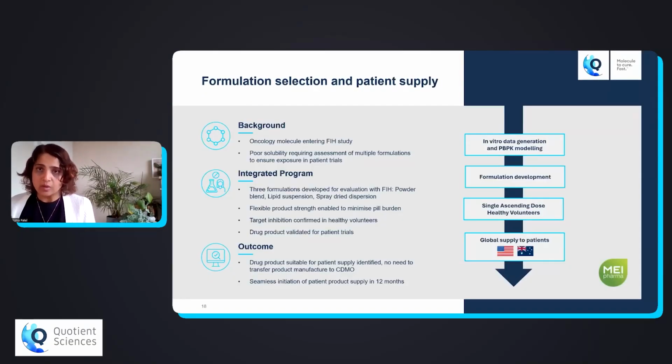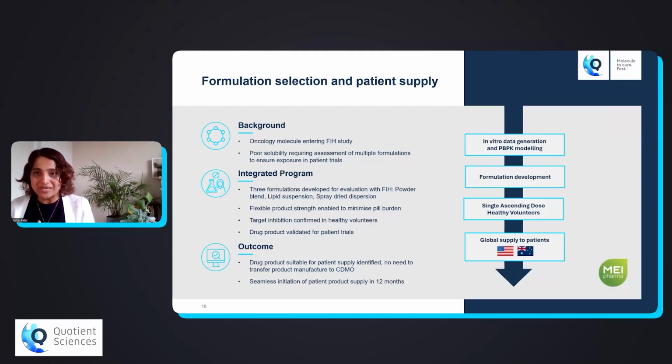This is a second great example of how we've helped a customer to move from first-in-human to proof of concept. This is for MUI, a US-based biotech, which was taking an oncology molecule with poor solubility into a first-in-human study. And because the drug was developed for an oncology indication, you would think the most common route would be to go straight into patients.